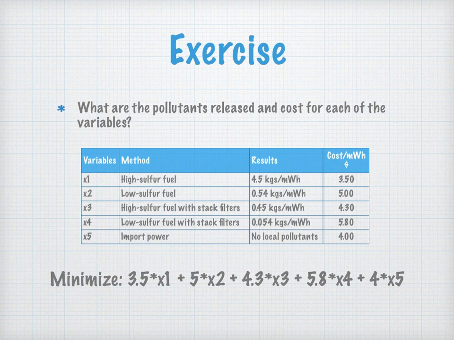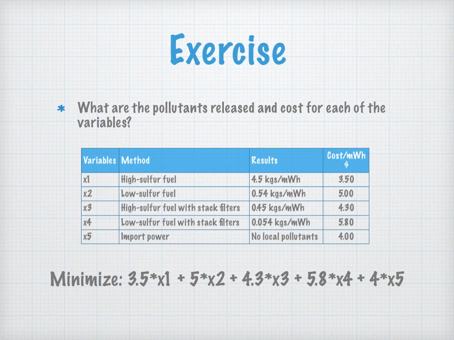It's convenient to set up a table for each of the 5 variables to show the method being used to generate energy, the results in terms of pollutants, and the cost per megawatt hour of that source of energy. If you look at the first line for high sulfur fuel, you see it generates 4.5 kilograms per megawatt hour at a cost of $3.50 per megawatt hour.